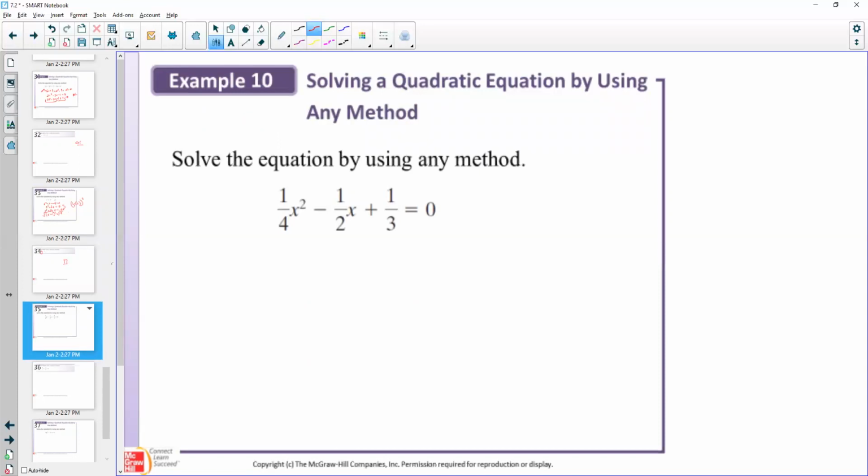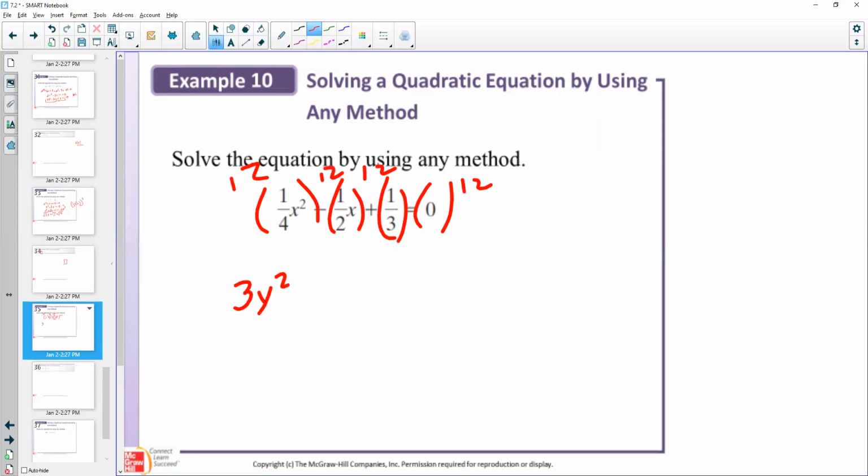And then here you look at it and you go, ooh, what is this? Well, clear out the fractions first, friends. Use the least common denominator. The least common denominator here is, what is it? Let's see. It's 12. Okay, so let's multiply everything by 12 first. Everything. And then let's see where we stand. We got 3x squared minus 6x plus 4 equals 0.